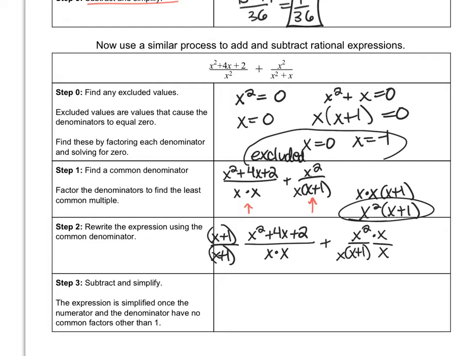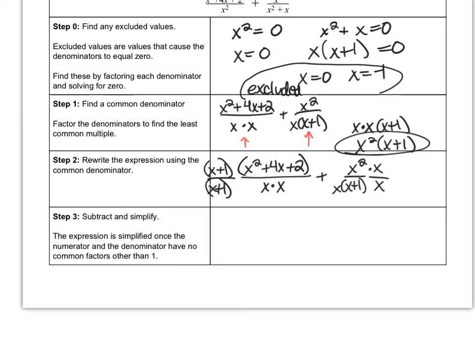And the term on the right was just missing an x because it had x times x plus 1 and it needed to have x squared times x plus 1. So I'll multiply both the numerator and the denominator there by x. Now let's simplify a little bit.